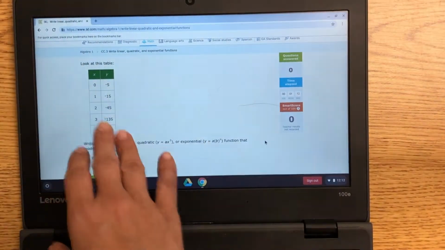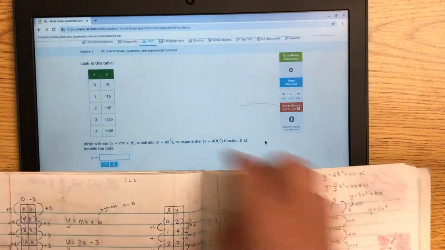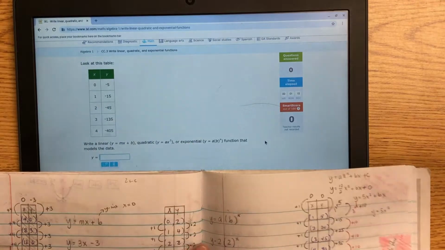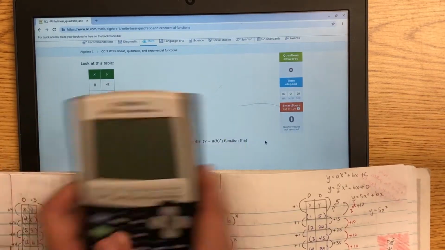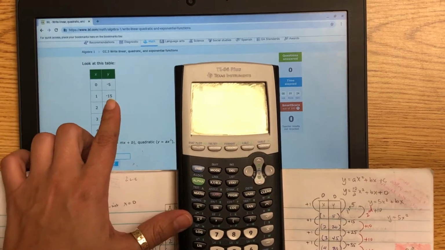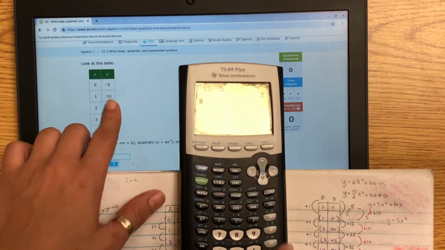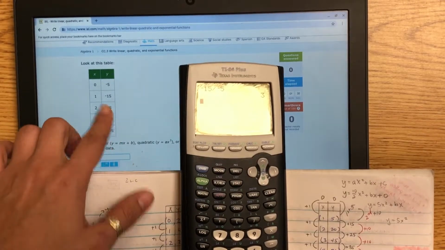So let's take a look at this. First, you need to know which one of these it is before we can do it. So you look at the second number. I always check if it's exponential first. So I'm going to divide: the second number divided by the first number. So negative 15 divided by negative 5 is 3. So what I'm saying is if I multiply by 3, I'll get this number.